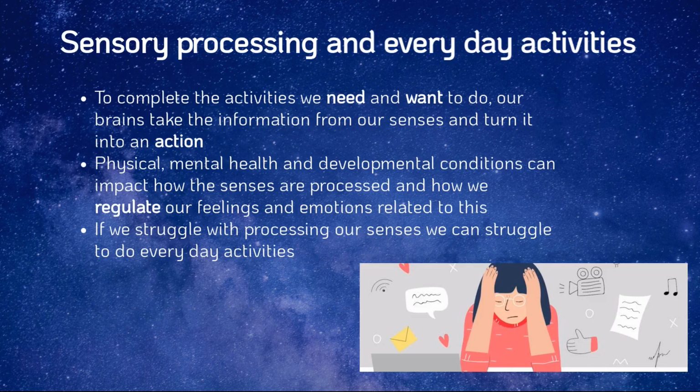Sensory processing and everyday activities. To complete the activities we need and want to do, our brains have to take the information from our senses and turn it into an action. Physical and mental health and developmental conditions, so things like autism or dyslexia or dyspraxia or cerebral palsy, can all impact how our senses are processed and how we regulate our feelings and emotions related to this. We're going to talk a little bit more about regulation, but if we struggle to process our senses, we can struggle to do everyday activities.